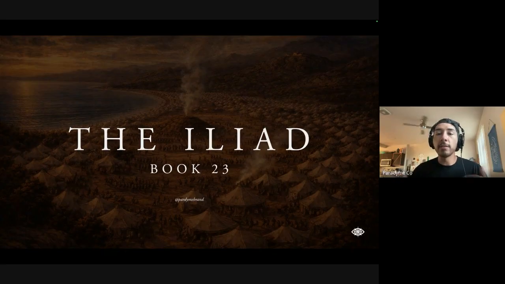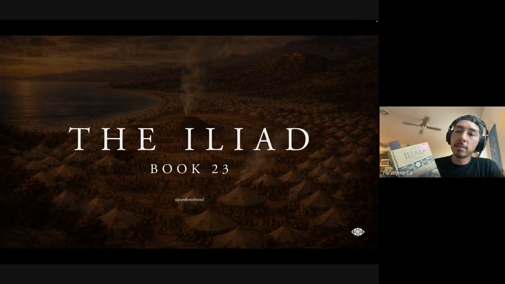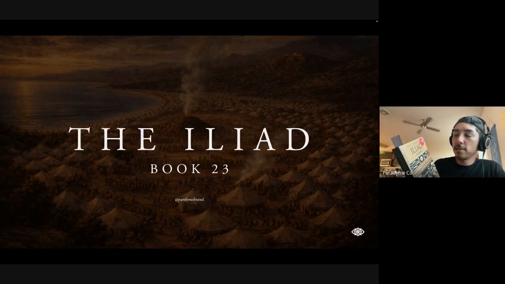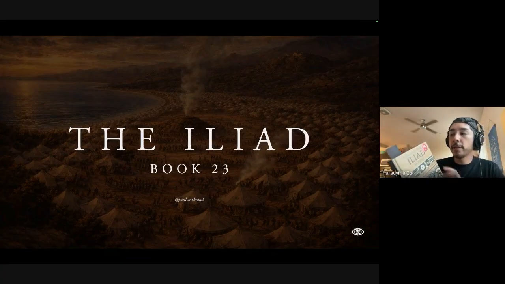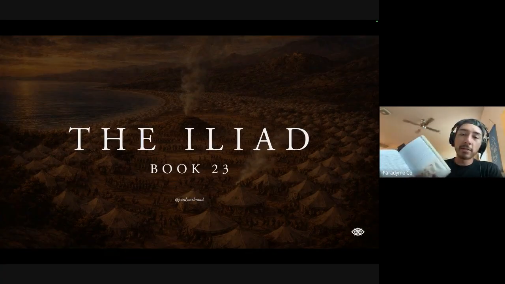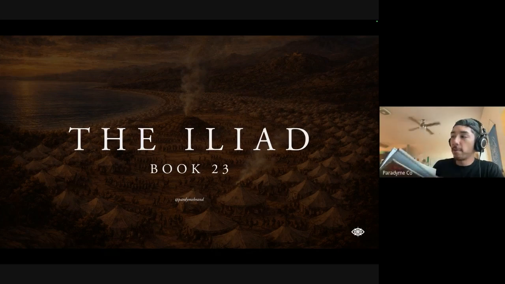I did like the full bleed on the last ones, but I just wanted to try something a little bit different. I also want to point out too, the book that I was reading is the Iliad, but it's the illustrated Iliad version. I wanted to get something with a little bit more pictures. I don't know, it just works better for my brain.